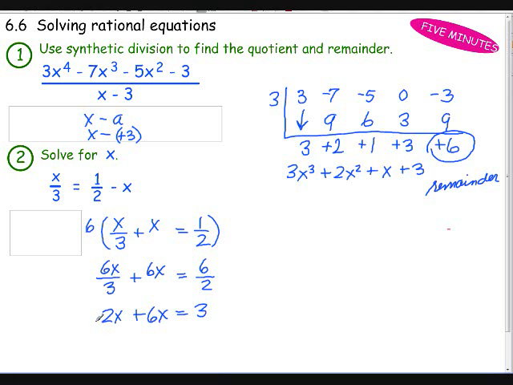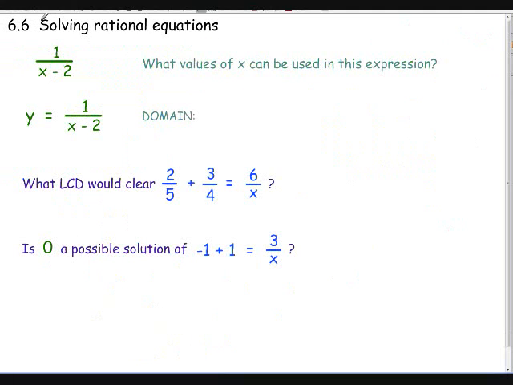Now I'm just going to combine these two because these are like terms. They both have x to the first power. 8x equals 3. X is equal to 3/8. All right, that's our little warm-up. Now let's get down to business here.